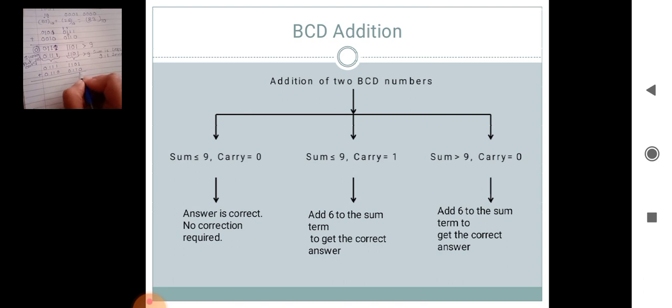Now we'll perform the binary addition. We'll apply binary addition rules. 1 plus 0 is 1, 0 plus 1 is 1, 1 plus 1 sum 0 carry 1, 1 plus 1 sum 0 carry 1, 1 plus 1 sum 0 carry 1, 1 plus 1 sum 0 carry 1, 0 plus 1 is 1, 1 plus 1 sum 0 carry 1, 0 plus 1 is 1, 1 plus 0 is 1.